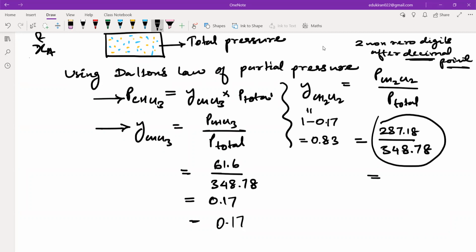Now that is the rule actually, है ना? And how much it is followed, you can't say that. So always be on the safe side. Two non-zero digits after decimal point. If you use this rule, then it will be always fine.